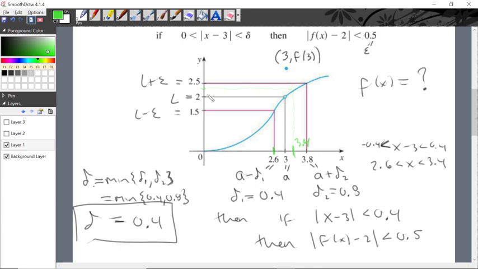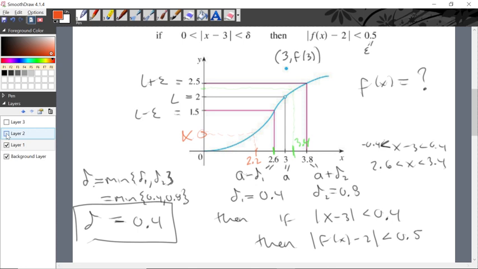Okay? If we chose 0.8, that could have been problematic because that would allow for us to go as far as like 2.2. But if we went as far as 2.2, we would have not ended up in the range that we were hoping to end up in.